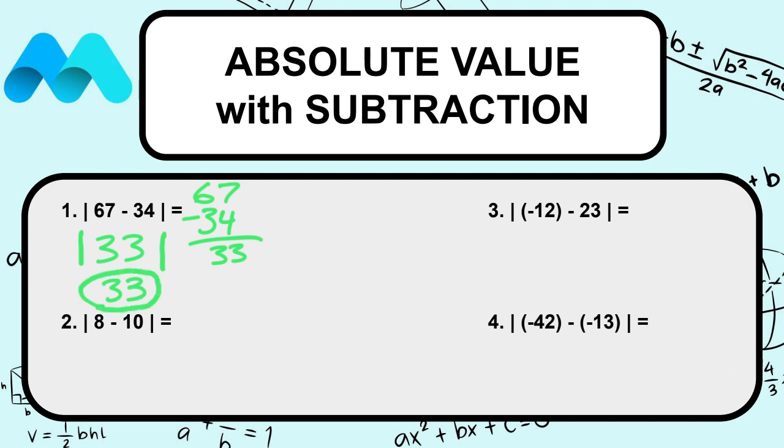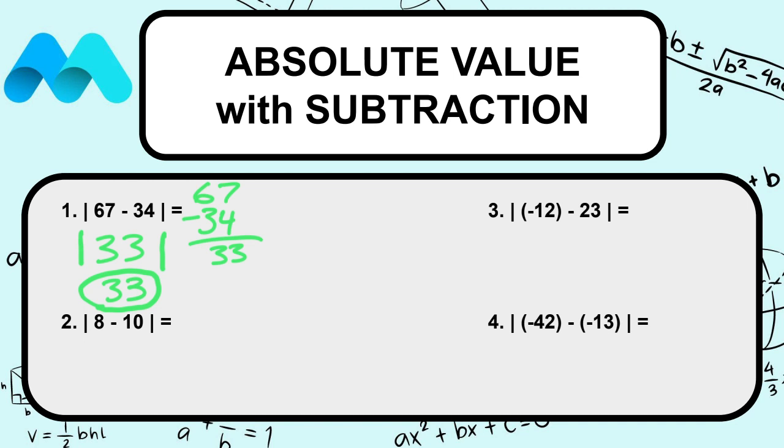Remember, absolute value is the distance the number is from 0. A good way to think about that is to envision the number line. On the number line, if we identified 33 and then counted our way down to 0, we would have 33 spaces that we counted. So that's how we get 33 there. All right, let's move on to number 2.